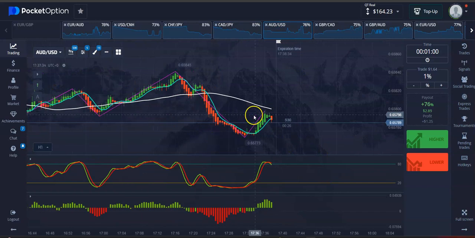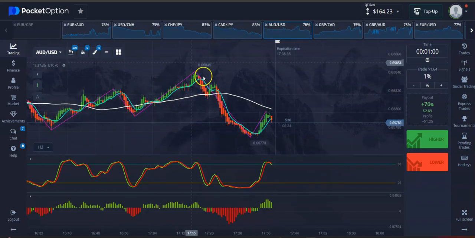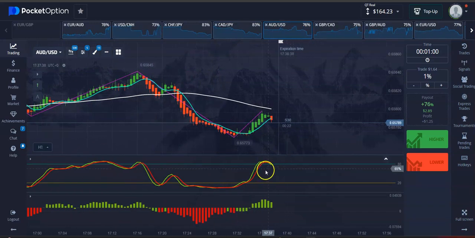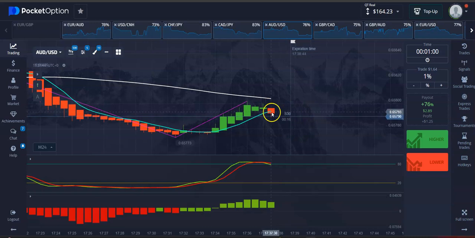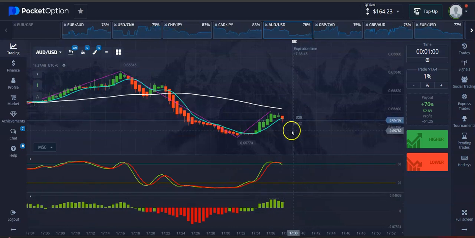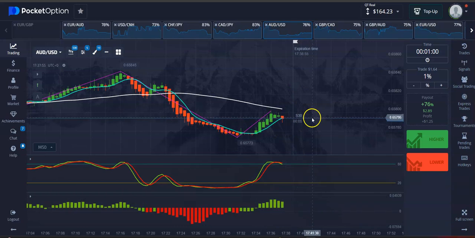Okay, this one right here might be a good example. We can see we had a dump, mini pump, and now we got a crossover in the stochastic. We got the dodgy candle right here, and we got the red candle over here. So what we're going to do right now, we're going to wait for the next candle to see if the momentum is shifting, or we're going to have a continuation to the upside.